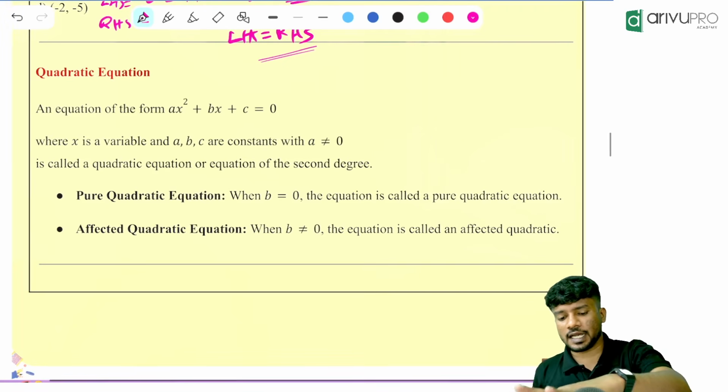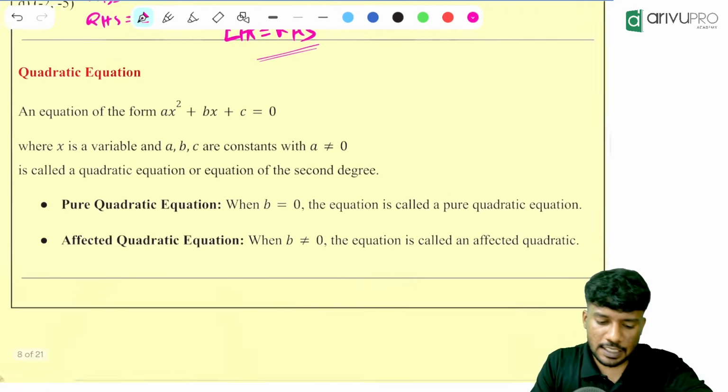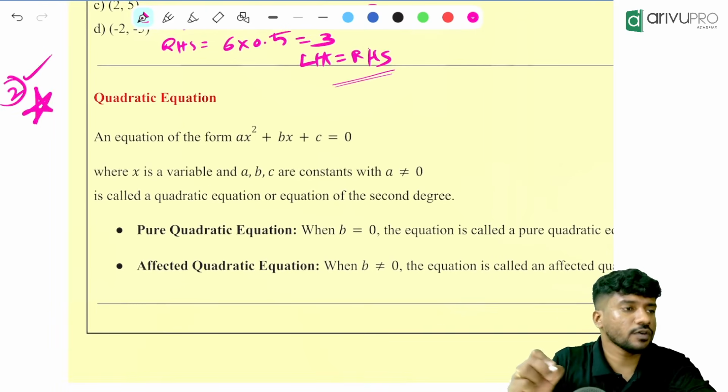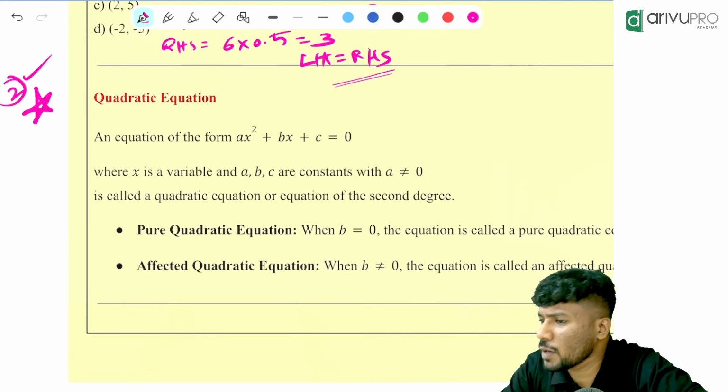Now for quadratic equations. Quadratic equations are the most important topic, because most questions will come from quadratic equations. Minimum 2 marks can be there.